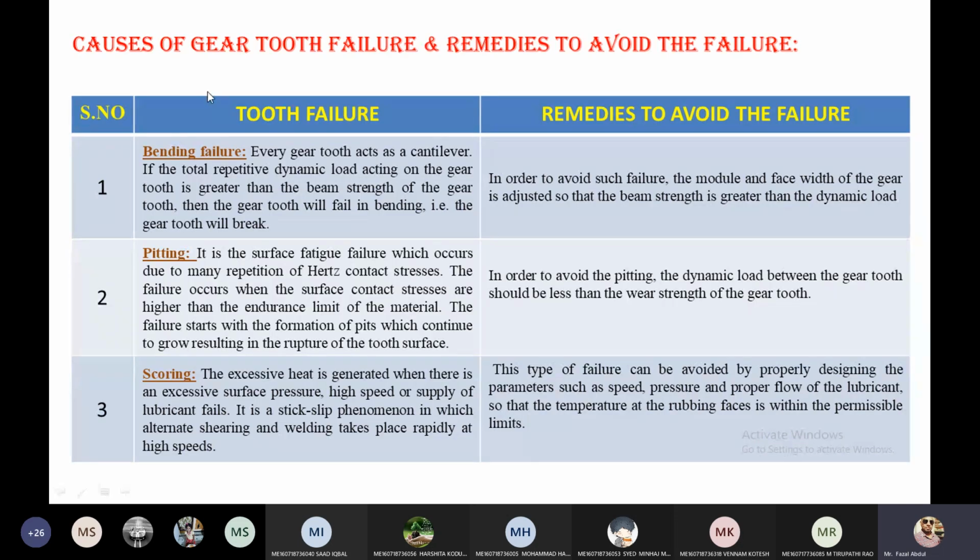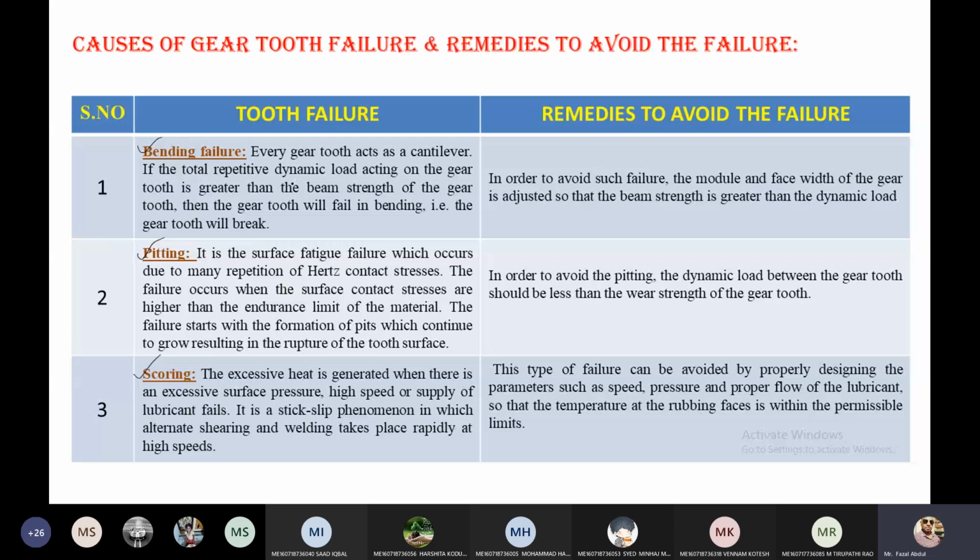Now these are the causes of tooth failure and the remedial actions for overcoming that failure. Broadly, there are three types of failures we can find in gear teeth failure. One is bending failure, one is pitting, and another one is scoring. So these three failures are there in gear teeth failure, and the remedial actions to overcome them are indicated here.